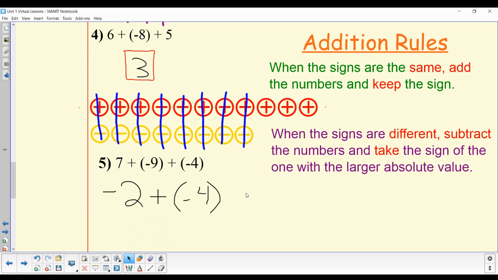Now, for negative 2 plus negative 4, the signs are the same. And when the signs are the same, you add them and keep the sign. So 2 plus 4 is 6, keep the sign, and that would be your final answer.